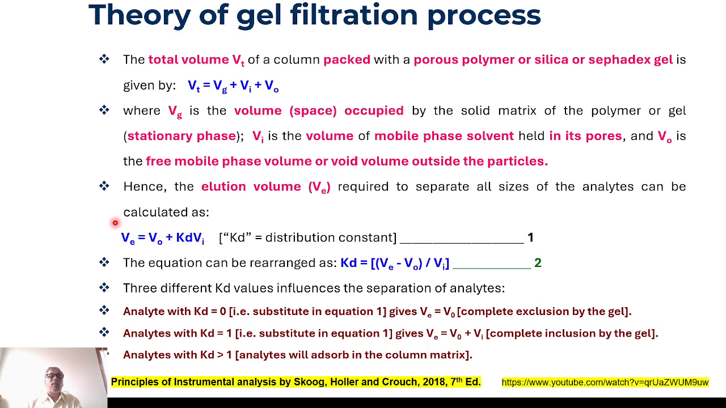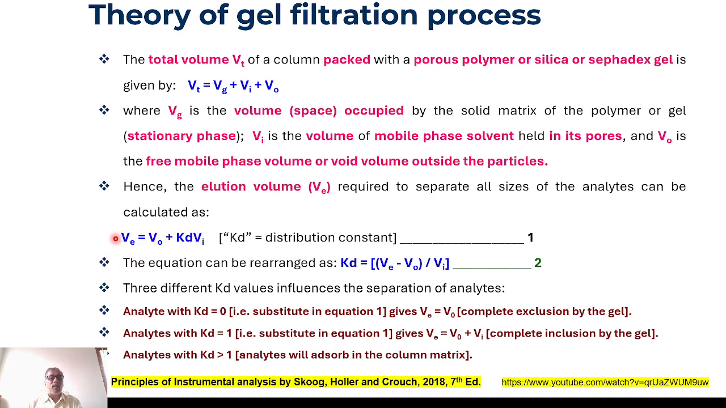So use 10 ml of elution volume for effective elution. If it is 10 ml of VO and then 15 ml of VI, for example, you have to put 25 ml. So elution volume is the summation of void volume and the volume of mobile phase which is present inside. Whereas if the KD value is greater than 1, say here the void volume is 10 ml and the VI is 10 ml, exactly you have to go for 20 ml.